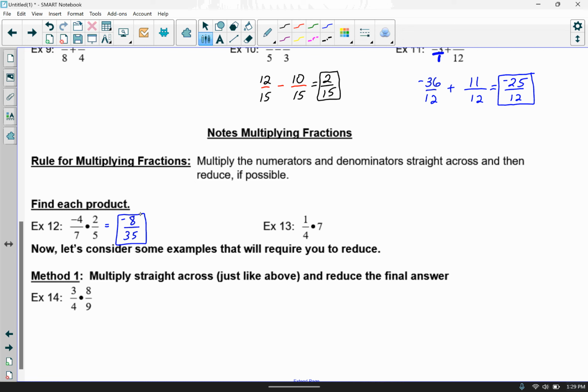When you get over to example 13, don't let that 7 throw you off. Remember, you can put a 1 underneath it. So you can think of this then as 1/4 times 7 over 1. Again, rule then, just multiply straight across. Those two numbers don't have anything in common. Final answer, okay? All right, so I'll let you try example 14 on your own. Actually, let's do example 14 because I want to show example 14 two ways, okay? Because there's a cross-out method that we'll look at on the next page, okay?